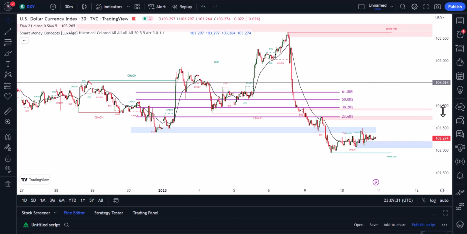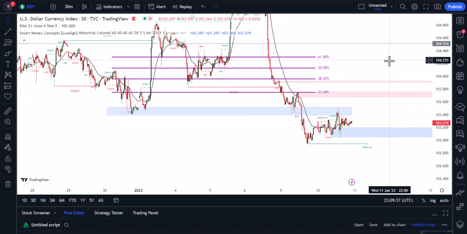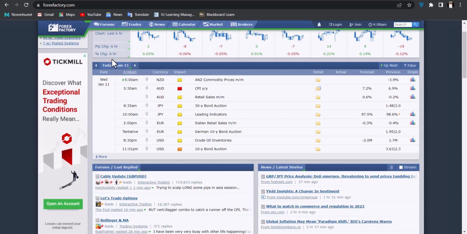Today we are going to analyze some of the pairs like XAUUSD Gold and etc. First of all, let's discuss the fundamentals that we are going to face today and in the coming days.